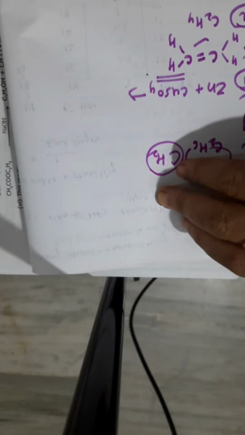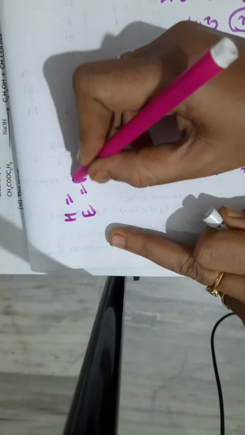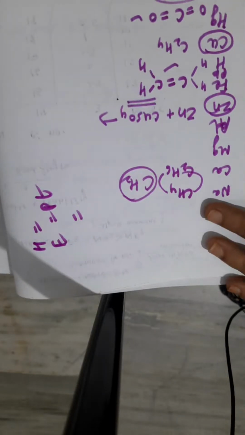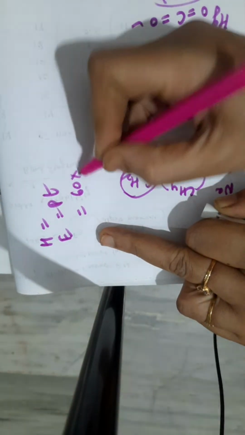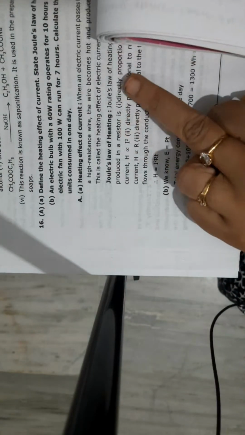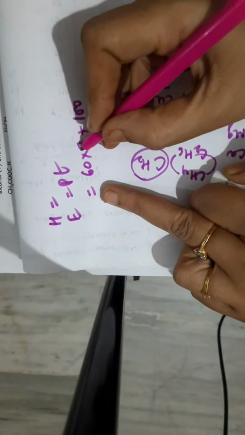When we calculate energy consumption, the formula of energy consumption is PT. So here energy consumption, E, is PT. For the first case, power is given as 60, and the second is 100. The 100 watt fan is operated for 7 hours and the 60 watt bulb is for 10 hours.